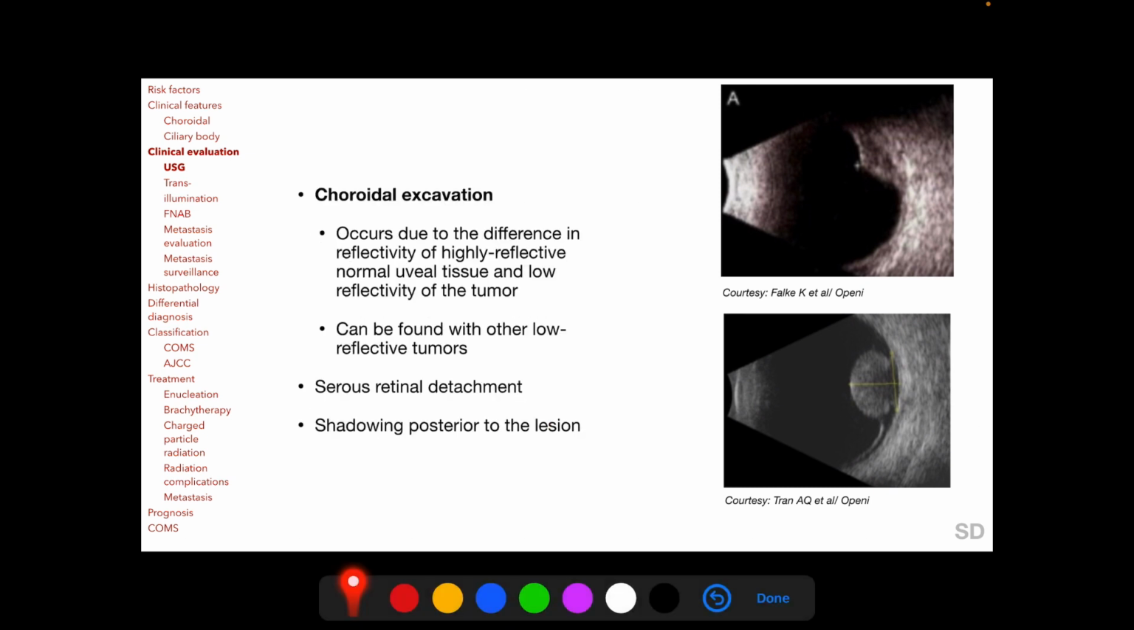B-scan of choroidal melanomas can also show choroidal excavation as seen here in this photograph, and it occurs due to difference in reflectivity of the highly reflective normal uveal tissue and low reflectivity of the tumor. This can be found with other low reflective tumors also. B-scan ultrasound can also detect serous retinal detachment associated with the tumor, and there can be shadowing posterior to the lesion in this region, which is not very prominent in this photograph.